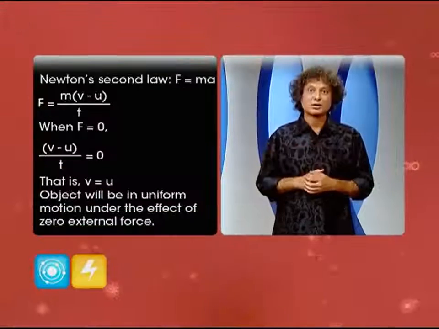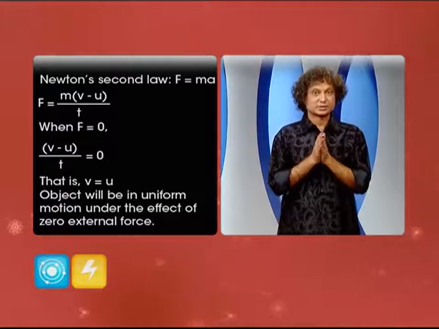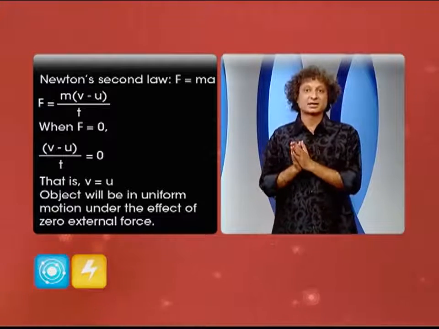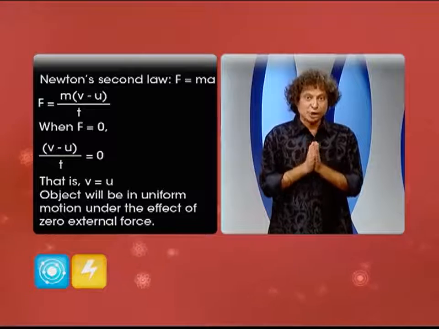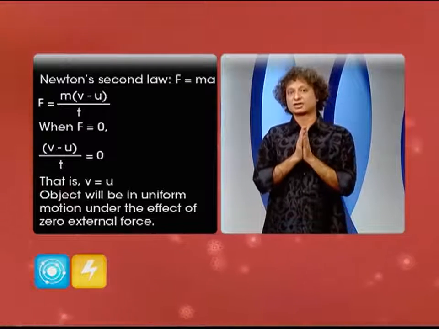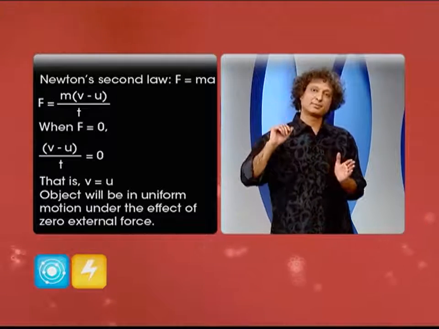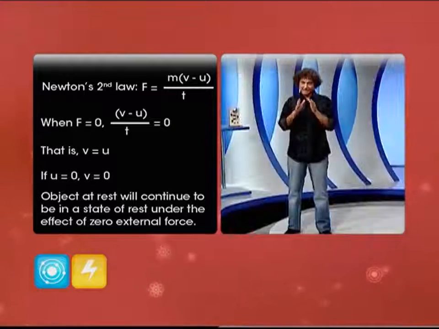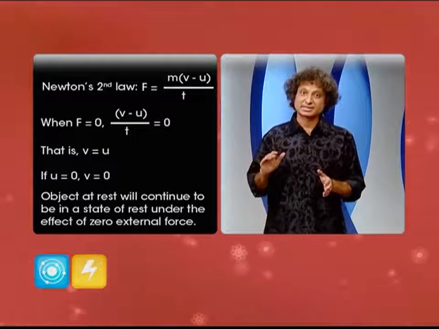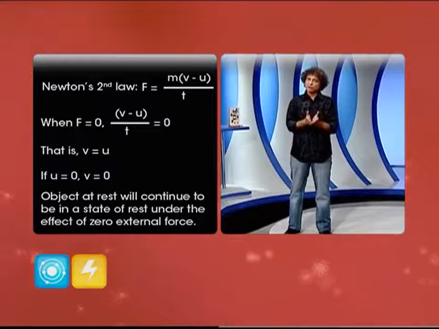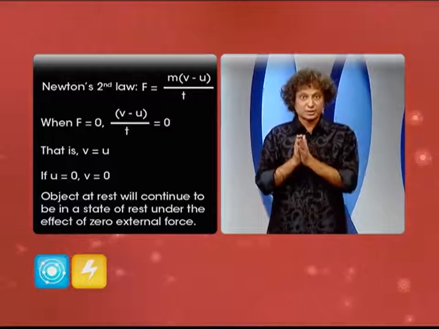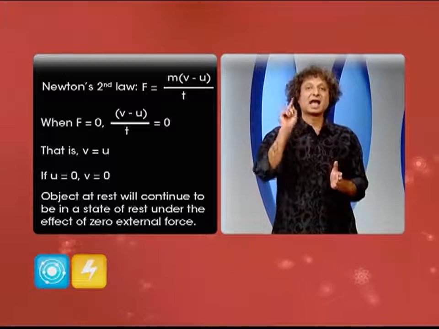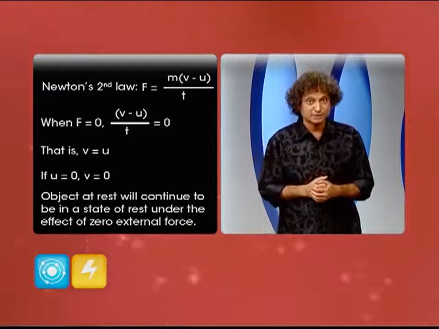In the second part, we have to reach Newton's first law from Newton's second law. Let's see how. When force F is equal to 0, v is equal to u for whatever time is taken. This means that the object will continue moving with uniform velocity u throughout the time. If u is 0, then v will also be 0. That is, the object will remain at rest. This is Newton's first law, which states that a body at rest will remain at rest and a body in motion will remain in uniform motion unless acted upon by an unbalanced force.